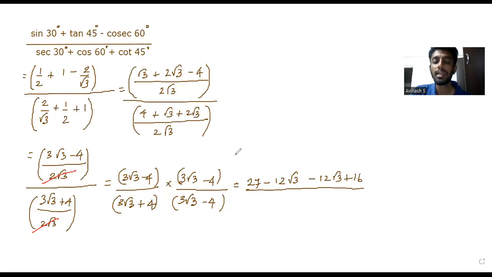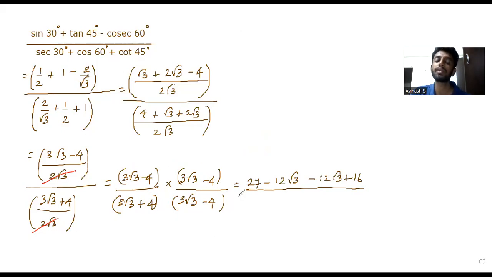Or in other words, since both are the same, you can even do it like this: 3 root 3 minus 4 the whole square. They are repetitive terms, right? So you can write it as 3 root 3 minus 4 the whole square, and you can apply the (a minus b) whole square formula. Again, you will be getting the same answer. But here I have done one term by one term multiplication.